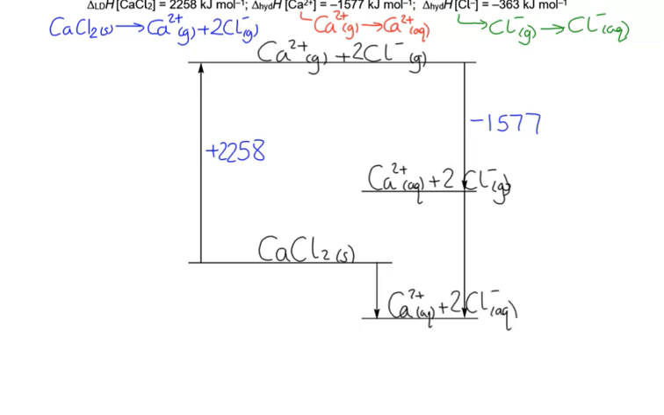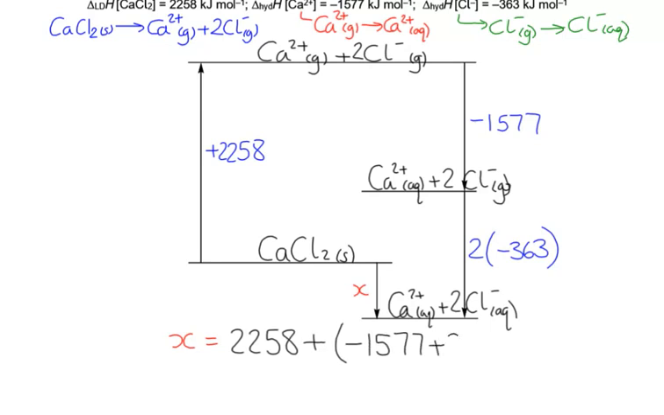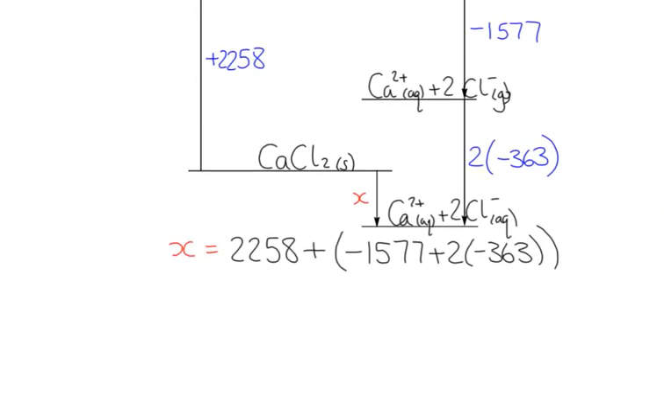But the next one, we are hydrating 2 chloride ions. So we've got 2 lots of -363. And then our unknown x is here. So we know that the enthalpy of solution x is equal to the lattice dissociation plus the sum of the hydrations. So plus -1577 plus 2 lots of -363. We mustn't lose our minus signs. Use your calculator, pause the video, and work out a value for x. I got -45 kilojoules per mole. So that's why the arrow points down.